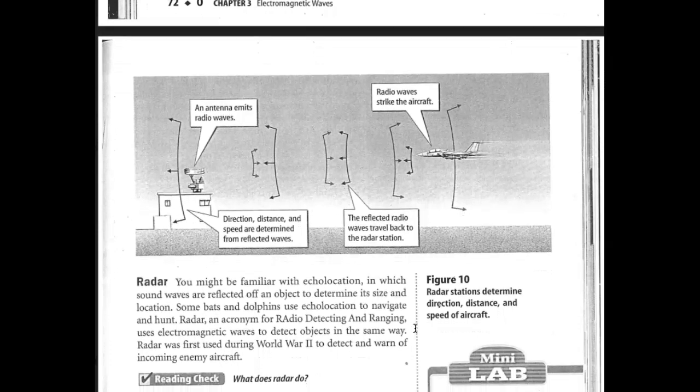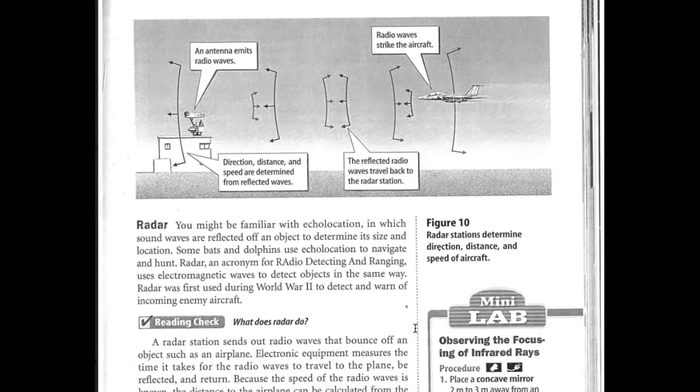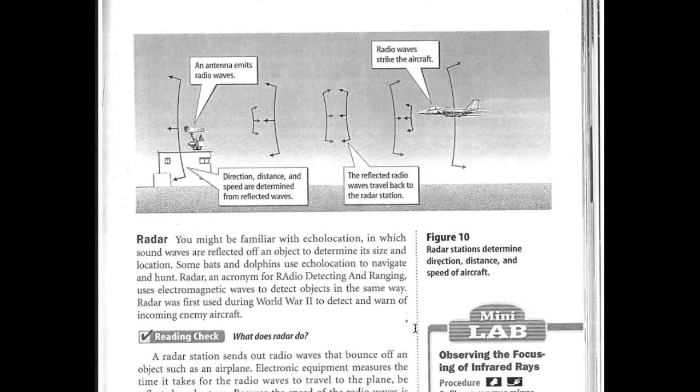Radar. You might be familiar with echolocation, in which sound waves are reflected off an object to determine its size and location. Some bats and dolphins use echolocation to navigate and hunt. Radar, an acronym for radio detecting and ranging, uses electromagnetic waves to detect objects. In the same way, radar was first used during World War II to detect and warn of incoming enemy aircraft.